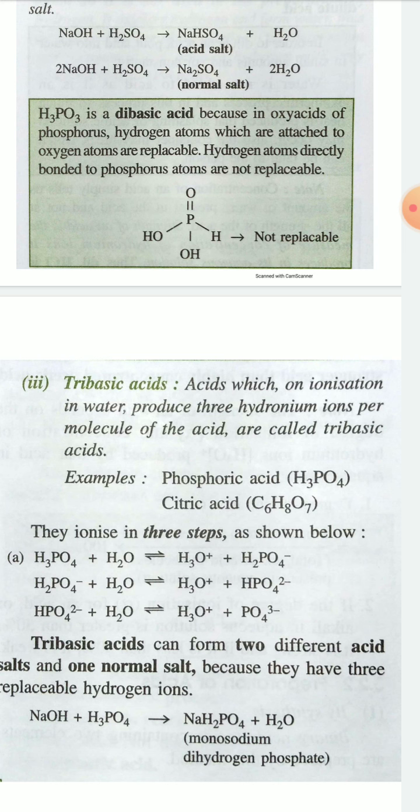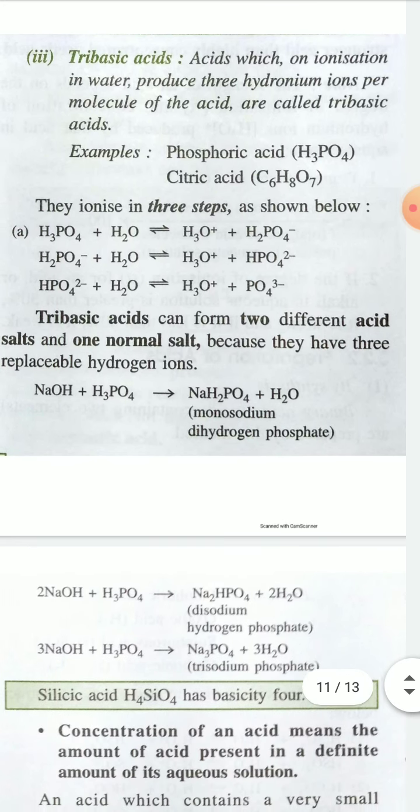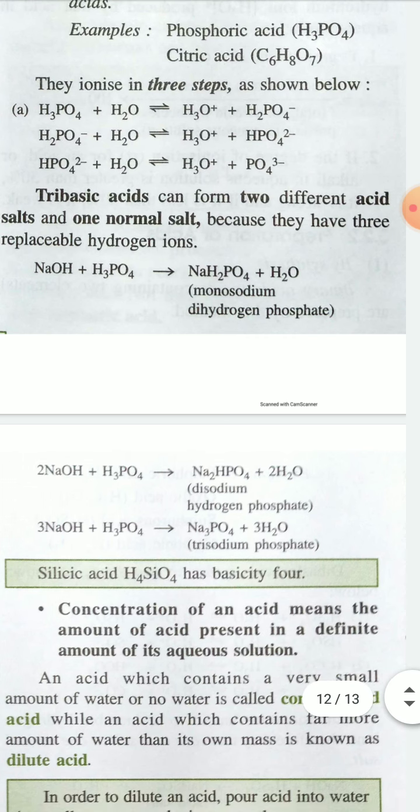And in a tribasic acid, we know that there are a total of three replaceable hydrogen atoms. That's why they can ionize in three steps. And a tribasic acid, when it reacts with a base, can form two acid salts in the first two steps, and one normal salt. For example, phosphoric acid, H3PO4, which is a tribasic acid.